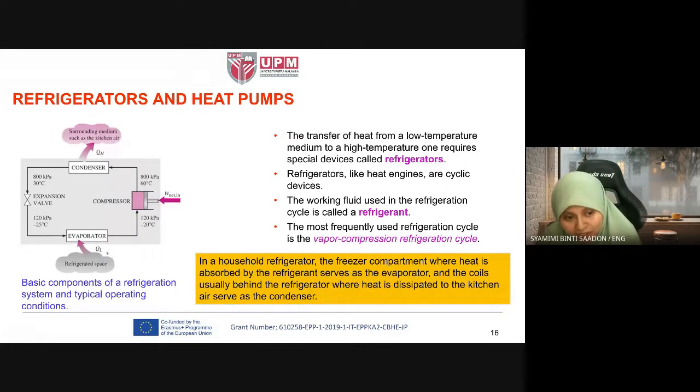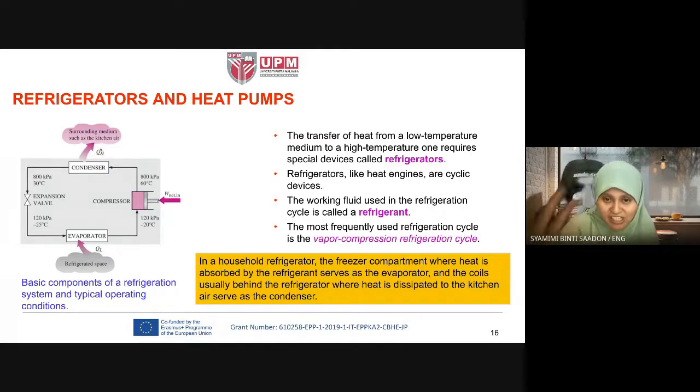This is your refrigerator space, and the coils are usually behind the refrigerator. Behind the refrigerator, you have the coils, or air condition. Aircon also works with the same process. Okay, air conditioner. So you have coils that act as a condenser, behind the refrigerator, behind your aircon, where heat is dissipated to the kitchen air.